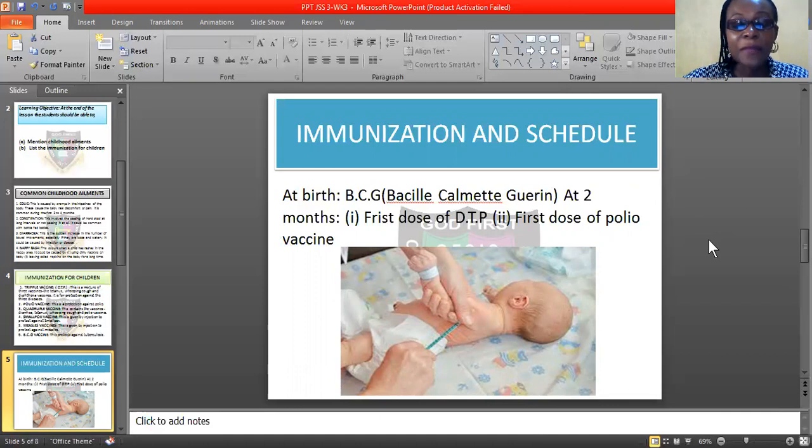Yes, that is for BCG. The child at birth, it can be given at 2 months as well. Then the first dose of DTP, first dose of polio vaccine. We all know what polio is. Polio is the disease that will make the leg or the hand of the child to be tinier than the body. It is a very dangerous disease.